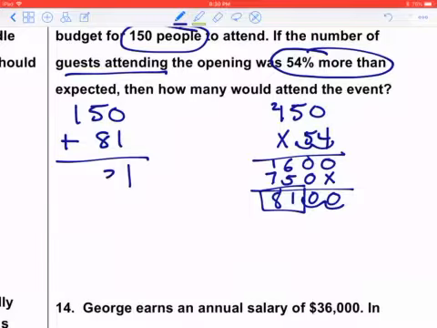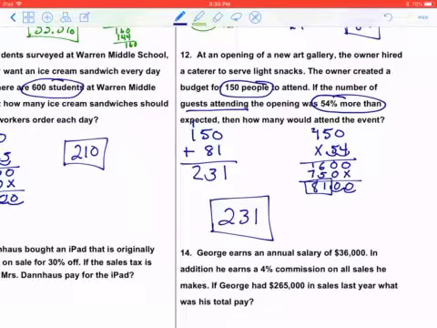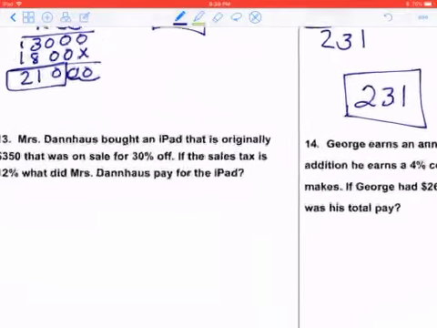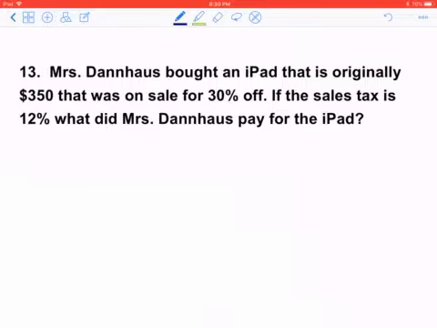So at the event, there will now be 231, oh, that doesn't look right, 231 people attending. That's an increase of 54%. Number 13, remember that if you need to review a problem, just rewind it or pause it.